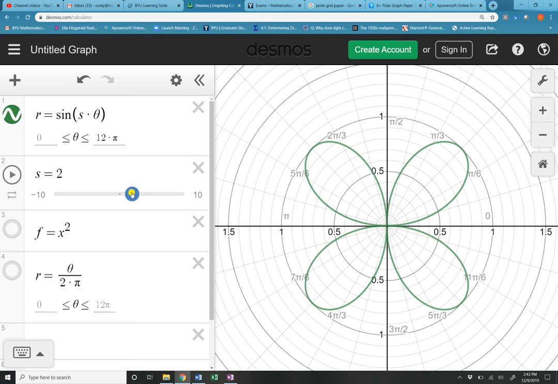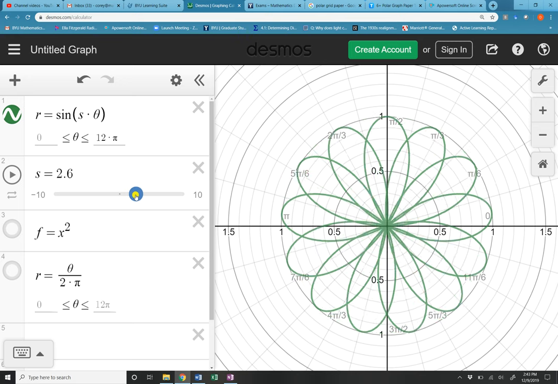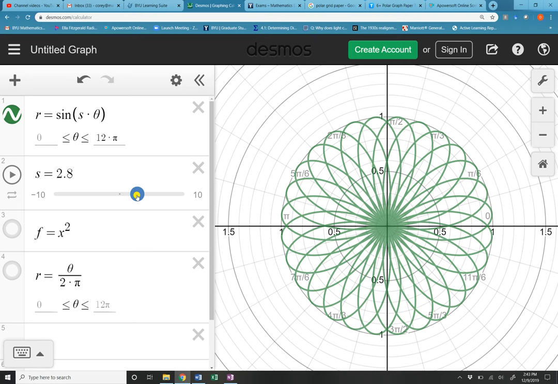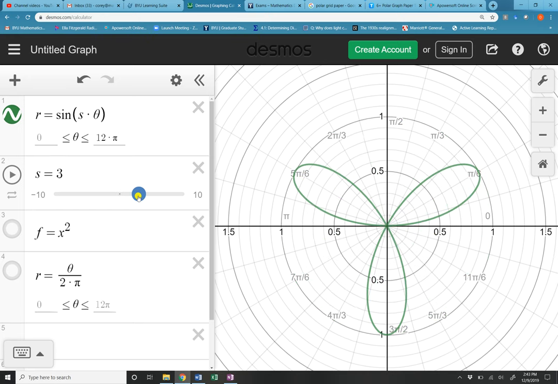So tell your neighbor, what do you think it's going to look like? All right, I heard a lot of people saying 6, some people say 9. We end up with 3. So why do we end up with 3?